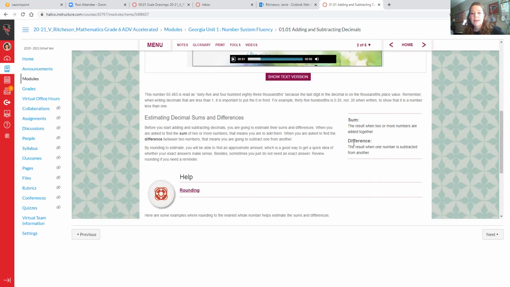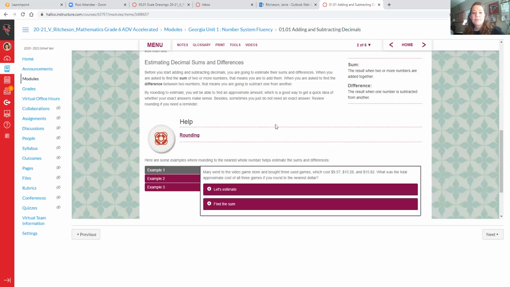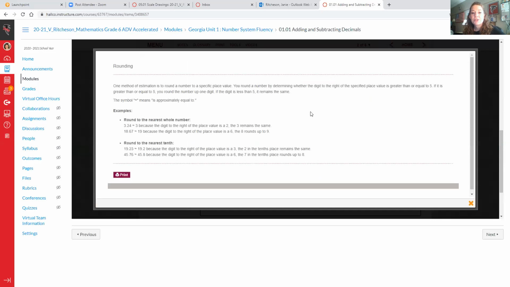You want to look at the vocabulary terms. They're showing you that for a reason. It wants to remind you how to round correctly. So go to your rounding section. They're going to give you some important information. Being able to round correctly is very, very important.